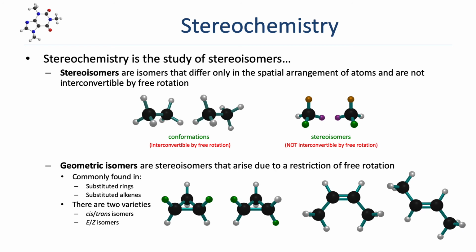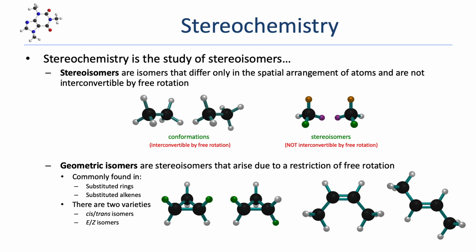The second pair of models represents a pair of stereoisomers. They're not the same molecule, they're not superimposable upon one another, and they're not interconvertible by free rotation. The only way you can turn one molecule into the other is by breaking bonds, say by swapping out two groups attached to the carbon.